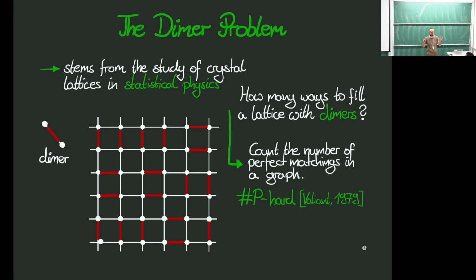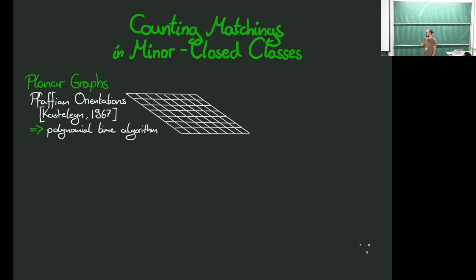So the entire talk will look at the counting perfect matchings problem, but mostly do structural graph theory, and at some point come back to this. Not just at some point. I want to start by giving you an overview of what we know about algorithmic results regarding the dimer problem, or regarding counting perfect matchings.